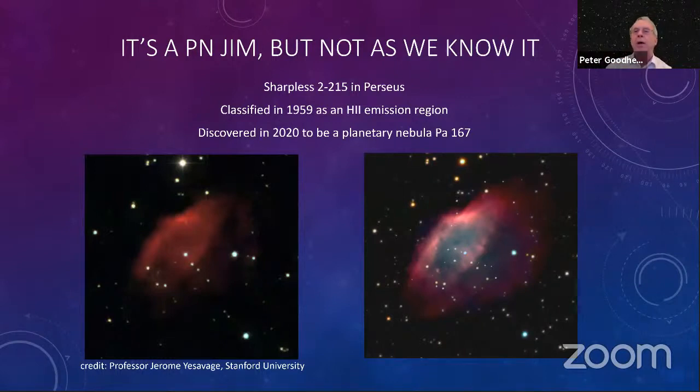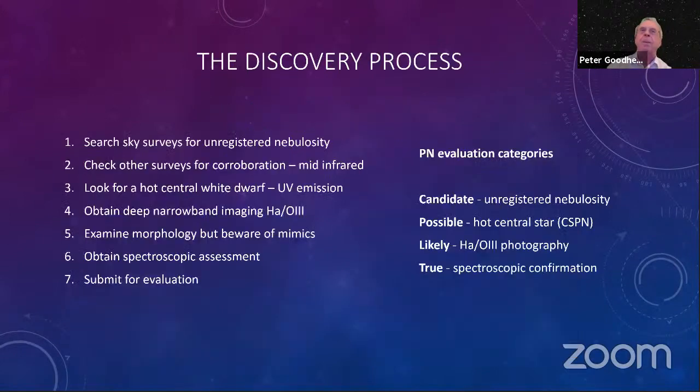That's quite a significant set of achievements. So how does one go about discovering it? If you want to start discovering some for yourself, you could do it tomorrow, I'm sure, but it's not a trivial exercise. You have to start by looking at sky surveys for unregistered nebulosity. And all of the easy to find stuff has been found, so it gets fainter and fainter. You then have to check other surveys for corroboration.